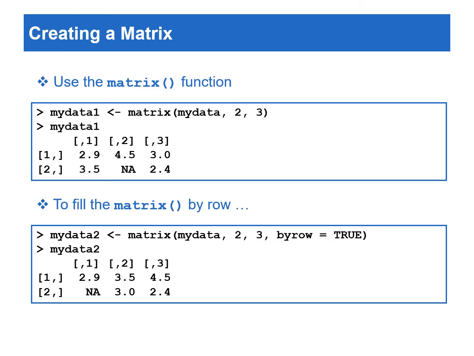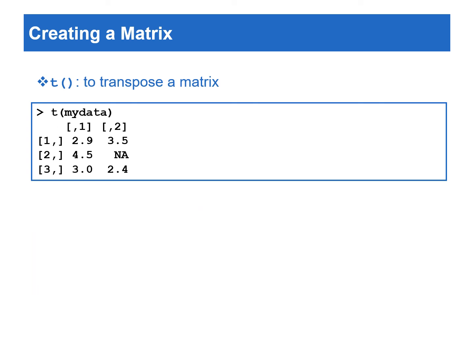Another way to create a matrix is to use the matrix function. By default, a matrix is filled by column from a vector when using the matrix function. If we want to fill the matrix by rows, we can set the byrow argument to TRUE in the matrix function. We can transpose a matrix by using the t function. After using the t function for my data, the resulting dimension becomes 3 by 2.